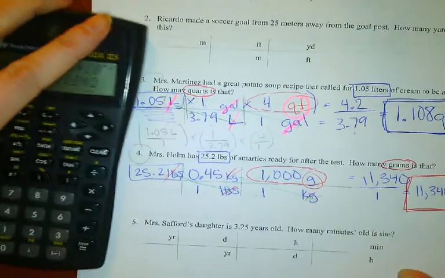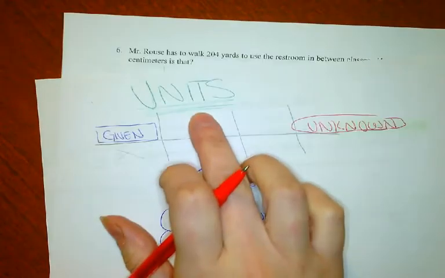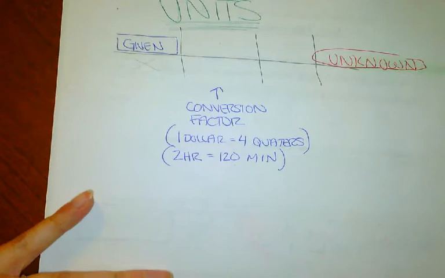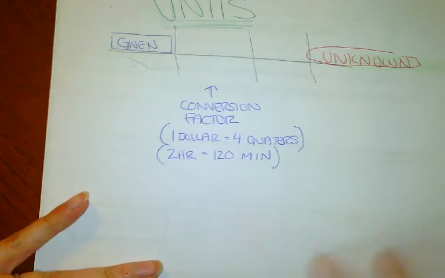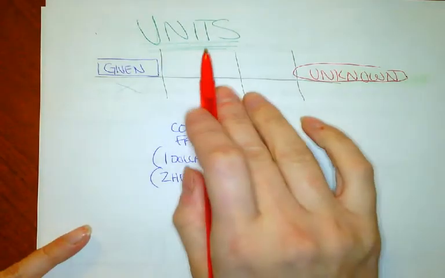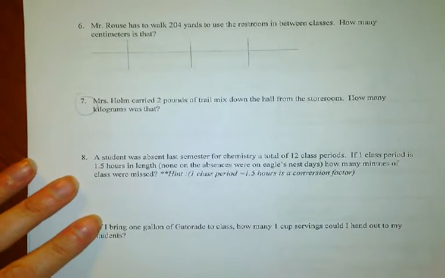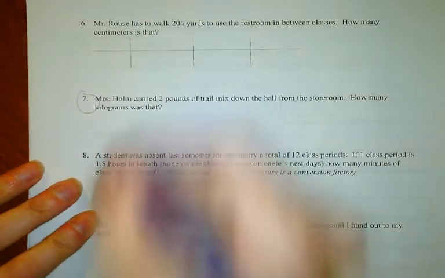Okay. All right, let's just refresh real quick. Units are everything. Show your units. They do all of the work for us. Okay, we're going to start using chemistry numbers and Avogadro's number and moles and all kinds of stuff. So we want to learn how to do this with more familiar things first. Looking at page 2 then, we're going to do the Mrs. Holm one again because that's my jam. Mrs. Holm carried 2 pounds.